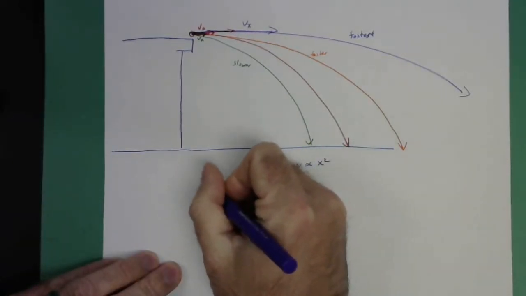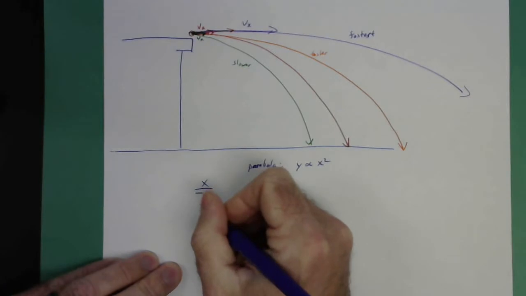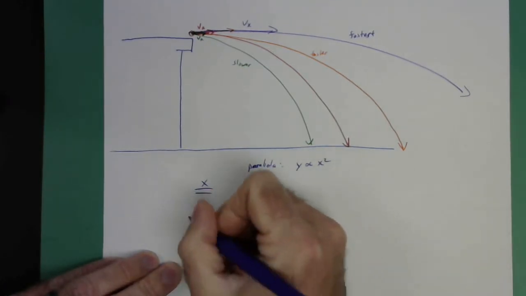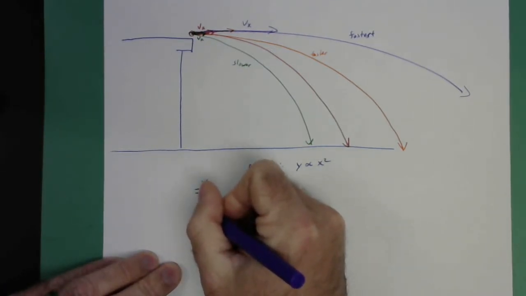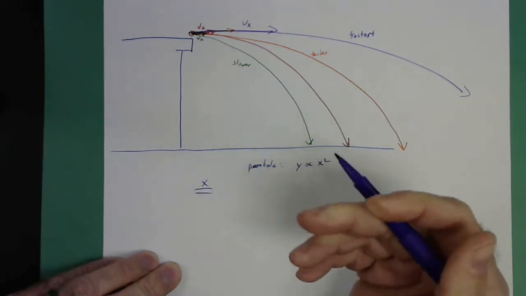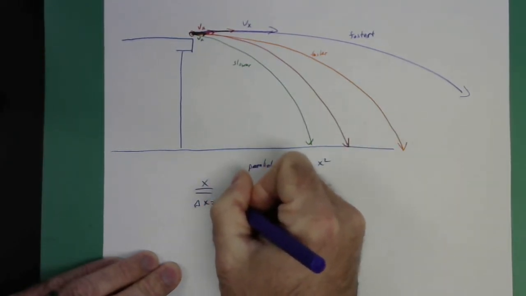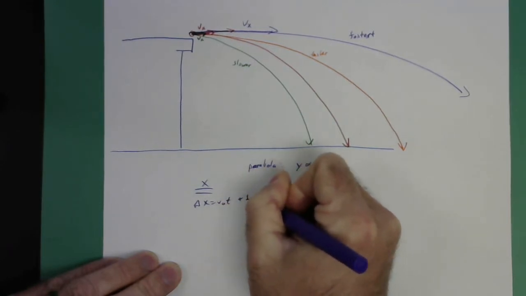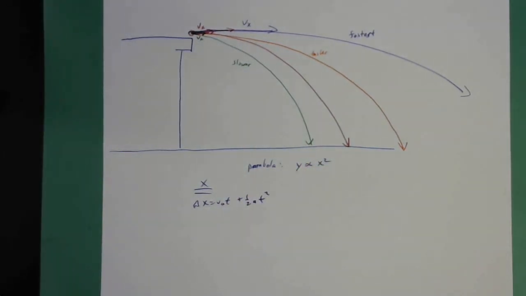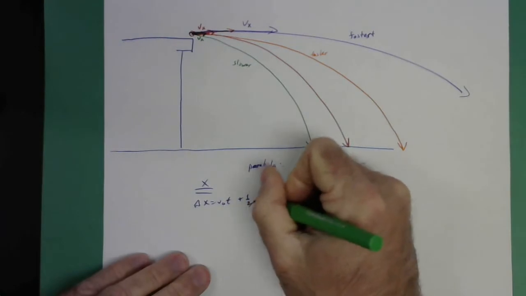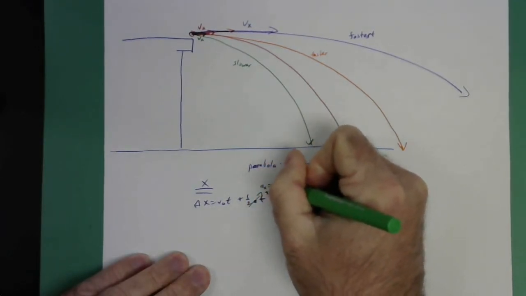If I look at the horizontal axis, then aren't I going at a constant speed? So wouldn't I just say, if we call the initial position 0, sound good? Then delta x is v naught t plus 1/2 at squared. Gosh, in the horizontal axis there is no acceleration. My a in the x is 0.